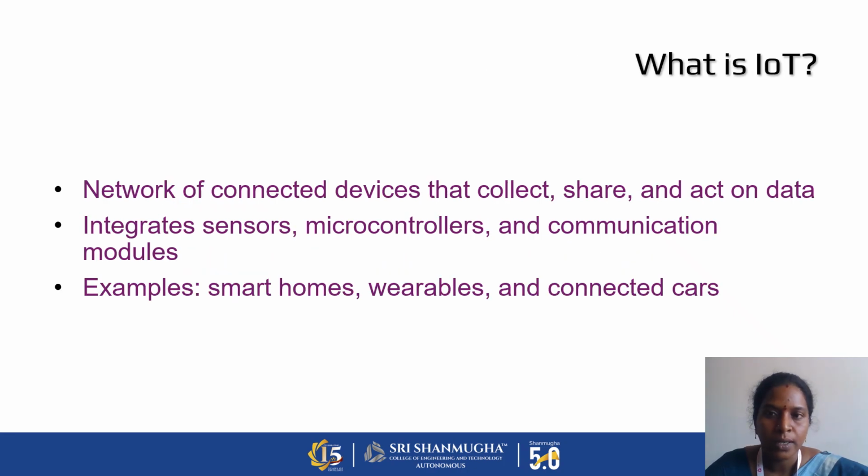Then what is IoT, that is Internet of Things? In the previous segment, we discussed specific applications and specific tasks. The entire task will be connected through IoT, a network of connected devices that collect, share and act on data. It integrates sensors, microcontrollers and communication modules to communicate through the Internet of Things. For example, smart homes, wearable devices and connected cars, including automotive systems, airbag systems and patient monitoring systems. Everything is controlled through IoT.